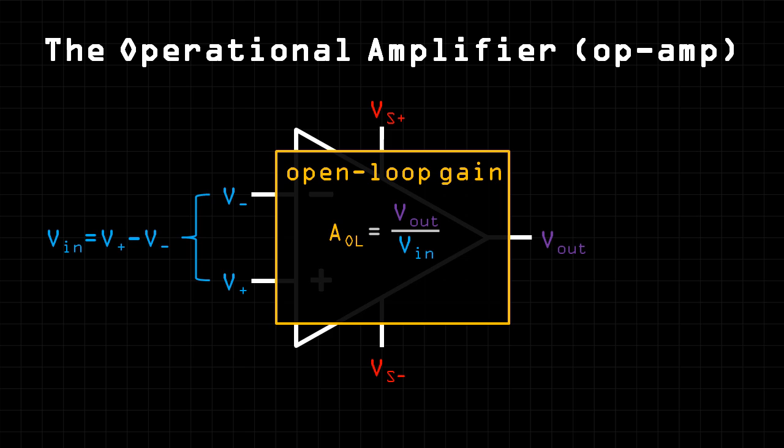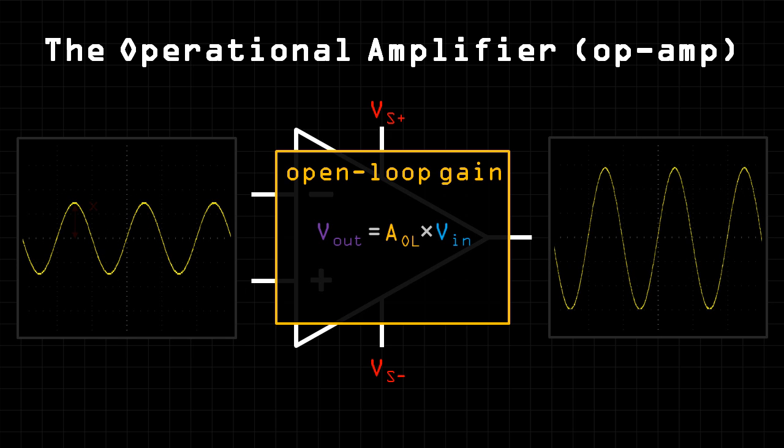Specifically, the open loop gain is equal to the ratio of the output voltage to the input voltage. Rearranging the equation, we can express the output voltage as a function of the input voltage. If we look back at the waveforms from the start, we see that every point has been doubled, meaning that in this case, the gain would be equal to 2.